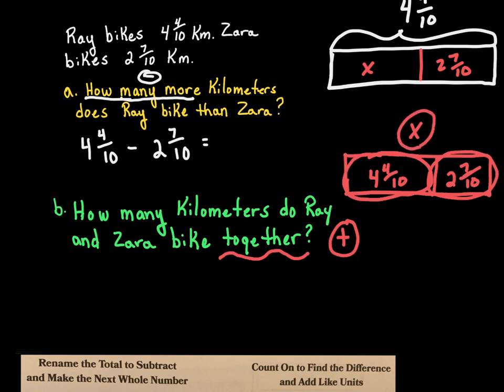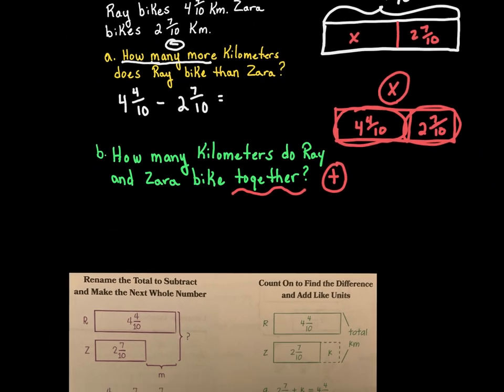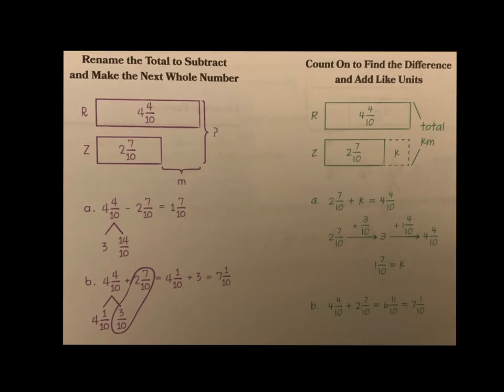So this is basically the read, write, and draw process. But here, to break it down even more for you, rename the total to subtract and make the next whole number. So here is what Ray did. This is what Zara did, but we just don't know what this section is, and we would use subtraction to figure that out. When we want to talk about how they get the total, and we just know this section right here is missing, we could find that by doing addition and solving for that missing variable. Remember, a variable is a letter that stands for a number and it's unknown. And we break it down by using equations to solve for those variables.